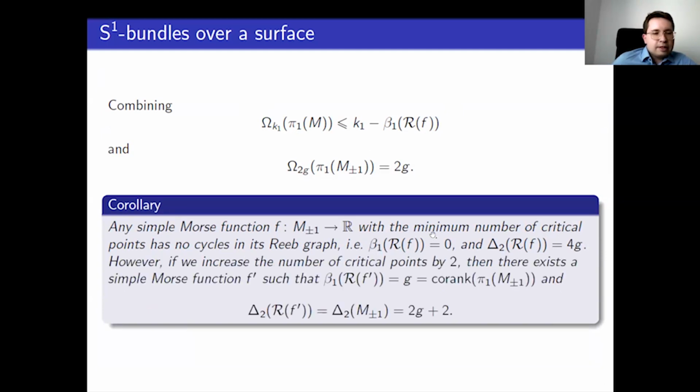But it turns out that if we increase the number of critical points by 2, so in another first step with decreasing the number of critical points, then we can construct a simple Morse function, a maximal Morse function, whose Reeb graph has cycle rank equal to the co-rank of the fundamental group, and in fact, then we obtain the minimum number of degree 2 vertices, which is equal to g plus 2. Okay, thank you.